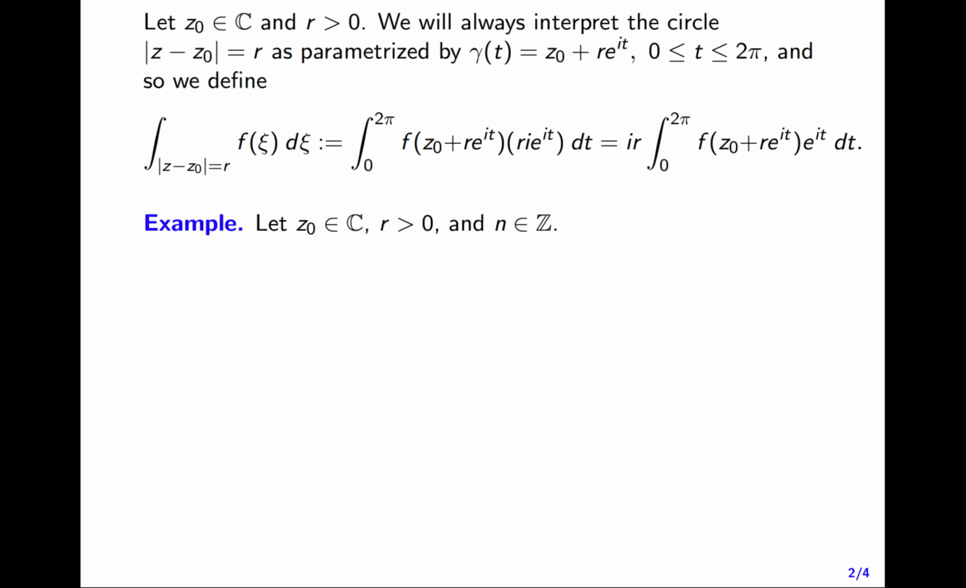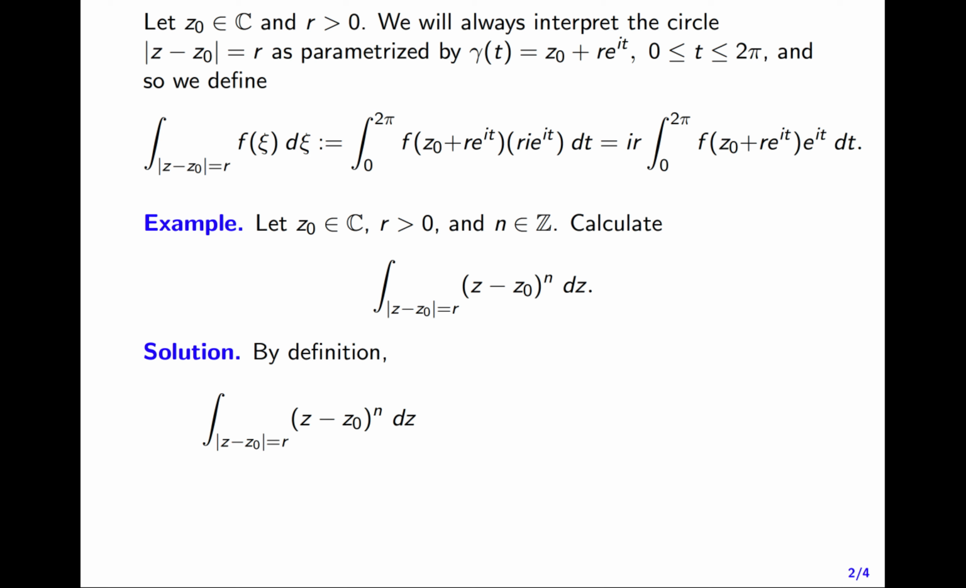Let's actually calculate an integral. So again, we'll fix a point z0 in the complex plane, a real number r greater than 0, and an integer n. And we want to calculate the integral over the circle modulus of z minus z0 equals r of the power z minus z0 raised to the n. This is an integral that will show up many times in different calculations and proofs. So, when all else fails, go to the definition.